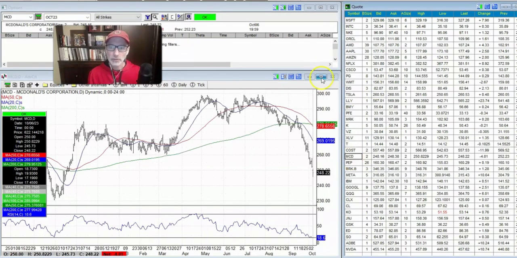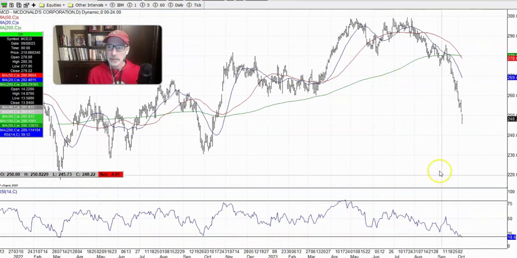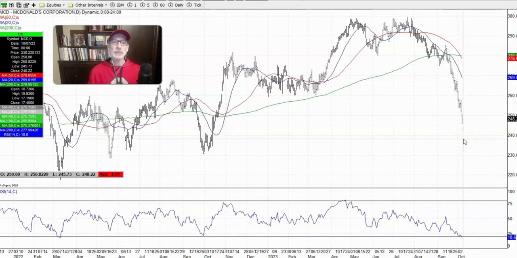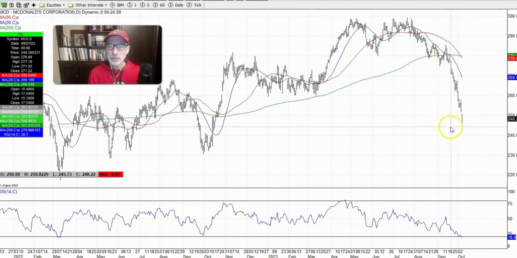McDonald's, another stock that's gotten hit. Getting to that oversold on the RSI. See that waterfall, huge drop to the downside. So, if McDonald's is a stock that you like to hold for the long run, here's a perfect opportunity to nibble on some shares down here. Cheap, or cheaper, I should say.